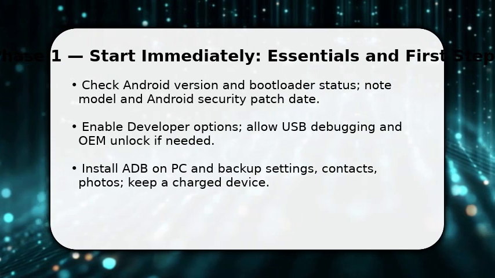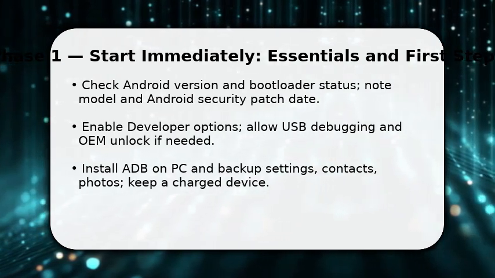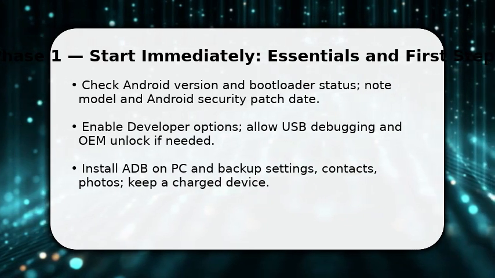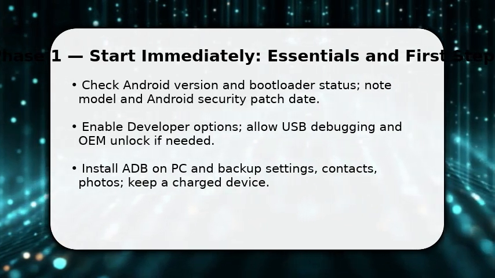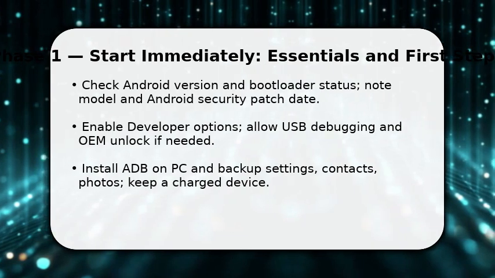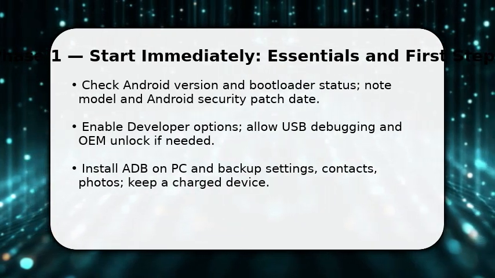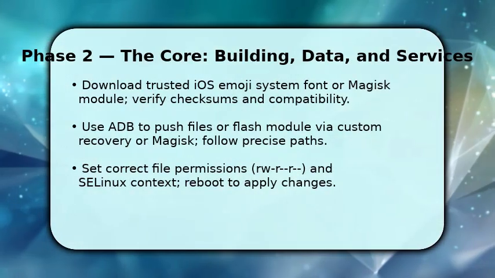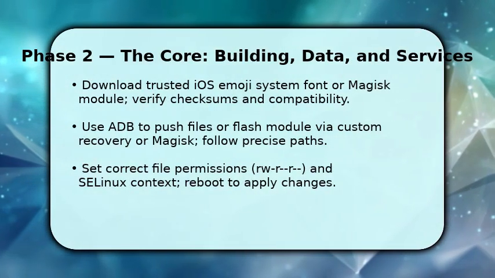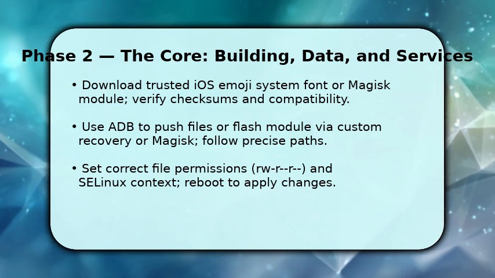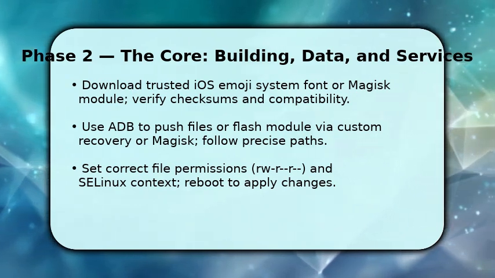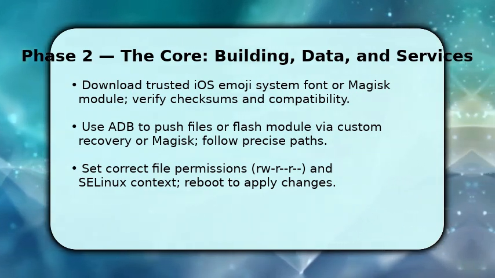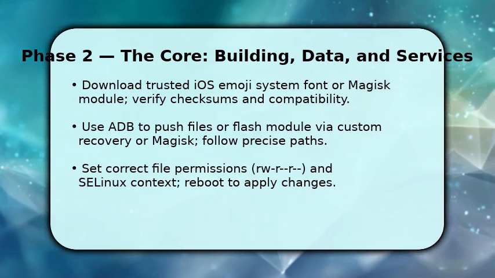Install ADB and Fastboot on your computer now. These tools let you push emoji files and flash system components later in the guide. You will obtain a compatible iOS emoji package, either a Magisk module or the iOS font file. Choose a trusted source and verify compatibility with your Android version. Integrity checks reduce risk. If using Magisk, transfer the module and install through the Magisk Manager.